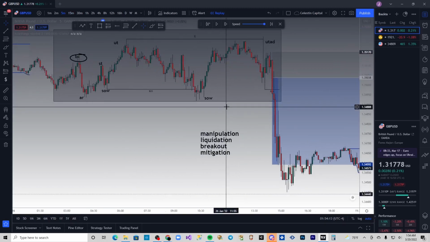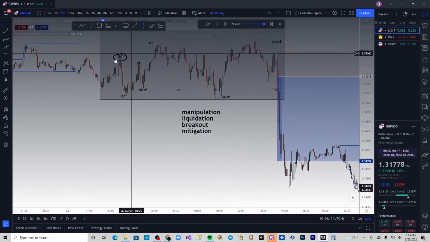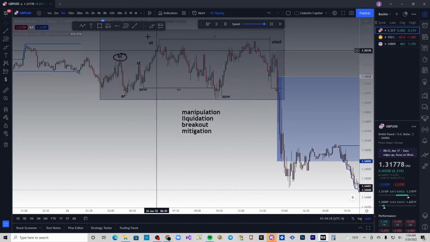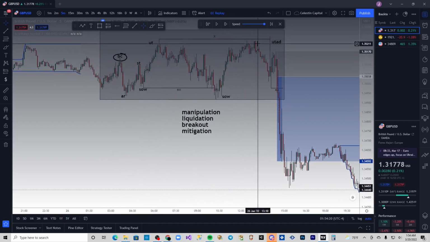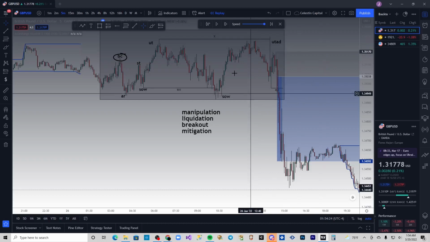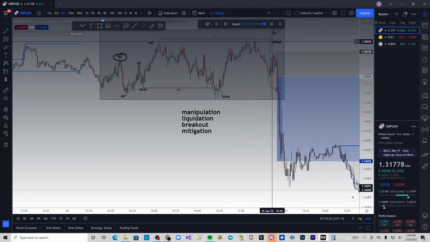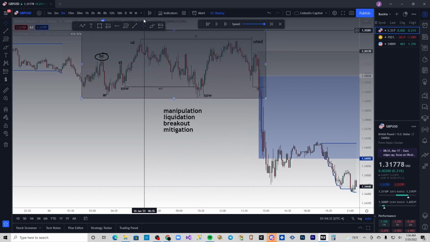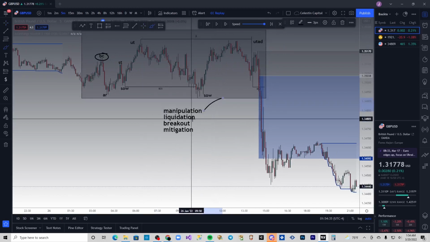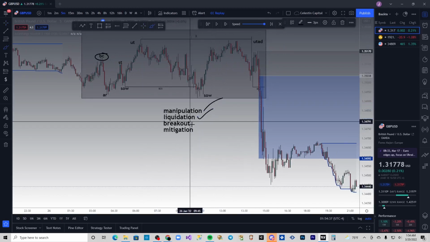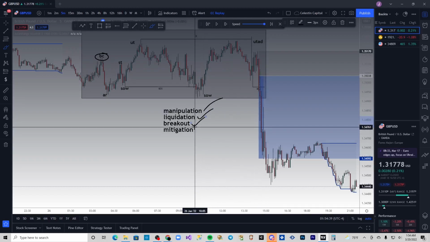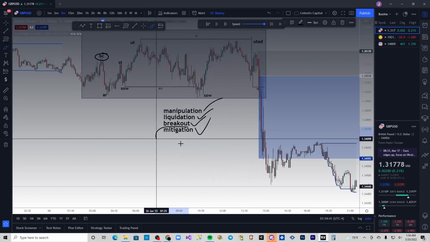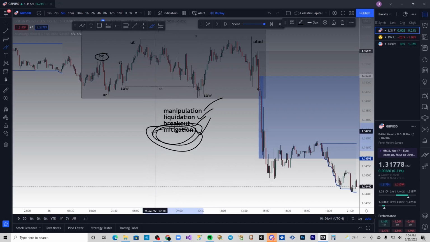Manipulation, liquidation, breakout, mitigation. Instead of having to label every single part of Wyckoff, right? We don't have to do that. It's doing too much. We want to simplify trading as much as possible. Instead of having to label every single part of Wyckoff, the UTAD, the UT, the this, the that, all we have to understand is manipulation, check, liquidation, check, breakout, as I showed you guys, and then the mitigation. What we want to do is get in on the mitigation of the breakout.